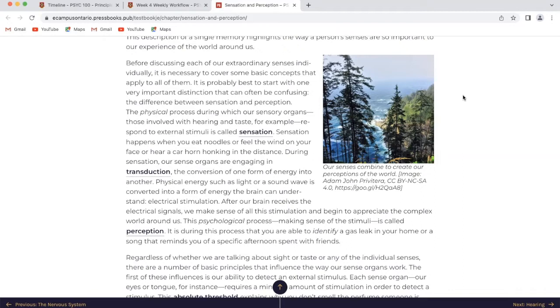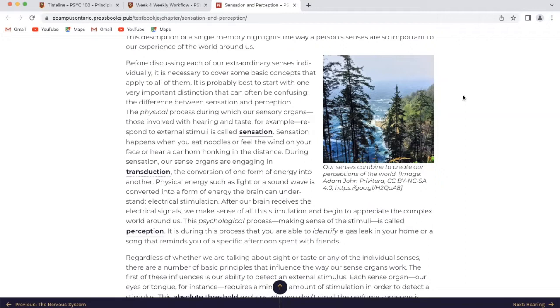The physical process during which our sensory organs, those involved with hearing and taste, for example, respond to external stimuli is called sensation. Sensation happens when you eat noodles or feel the wind on your face or hear a car horn honking in the distance.